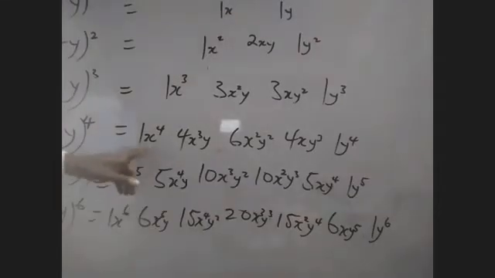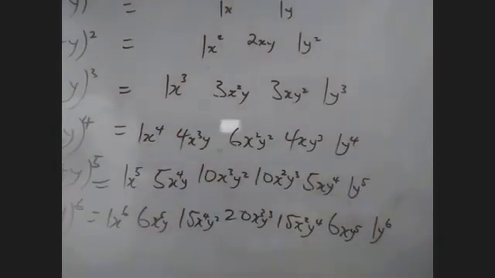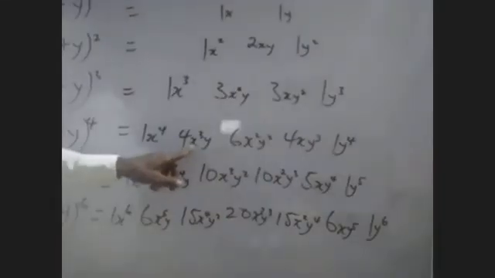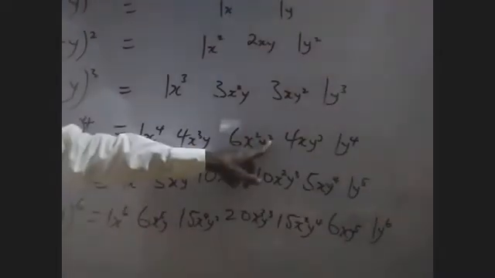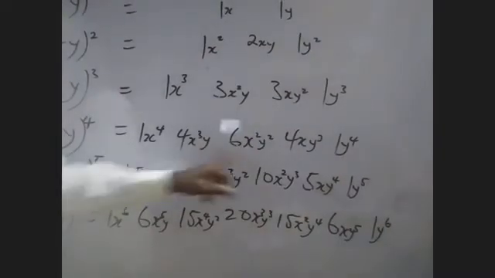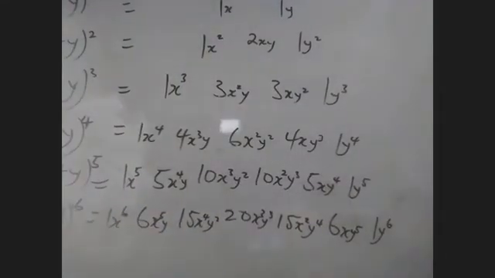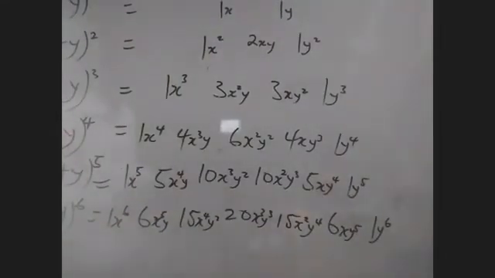Like x plus y raised to the power of 4 is 1x raised to the power of 4. Then you have 4x raised to the power of 3y. 6x raised to the power of 2, y raised to the power of 2. So, look at it here. The x power is decreasing, while the y power is what? Increasing. So, you must take note of that when you are using it to solve. So, let's take one example to illustrate this.